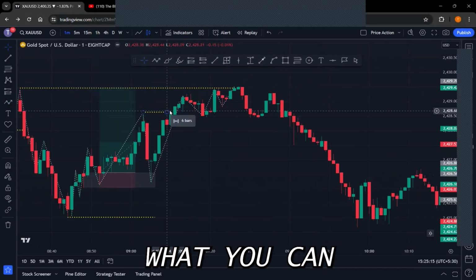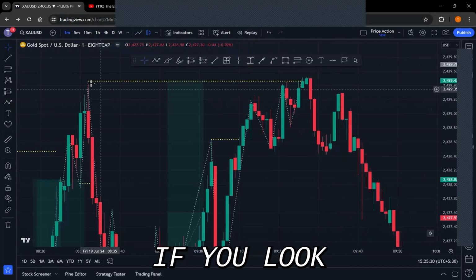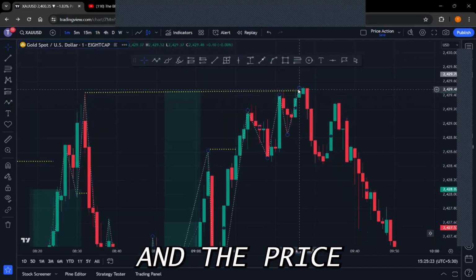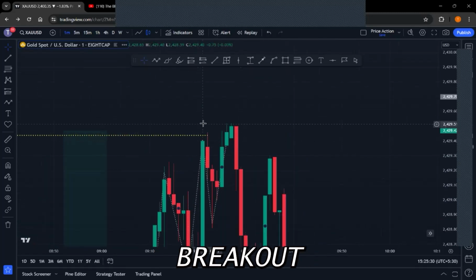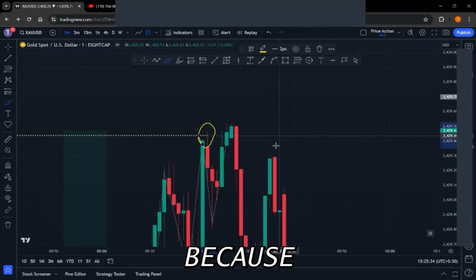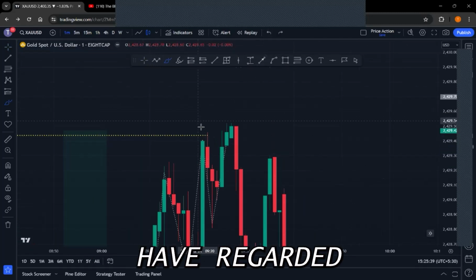Okay, so from here, what you can see is that the price is creating a series of higher highs and higher lows. And what happened from here? If you look over here properly, this was the major high, and the price broke this major high. But is this a confirmed breakout or is this a sweep? Okay, in my past videos as well, I've told you this is just a sweep because the price has not closed above. If the price had closed above this level, only then would this be regarded as a breakout.